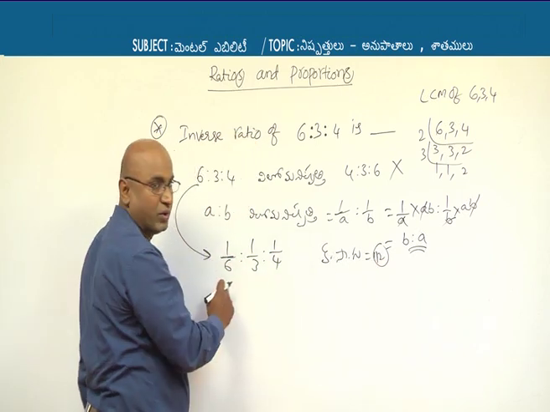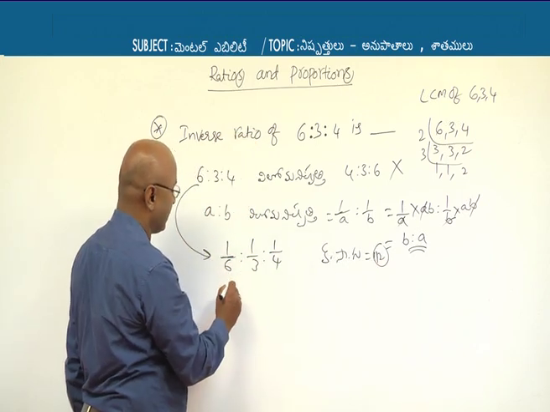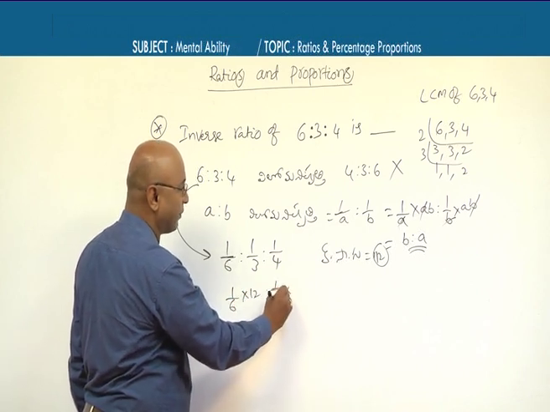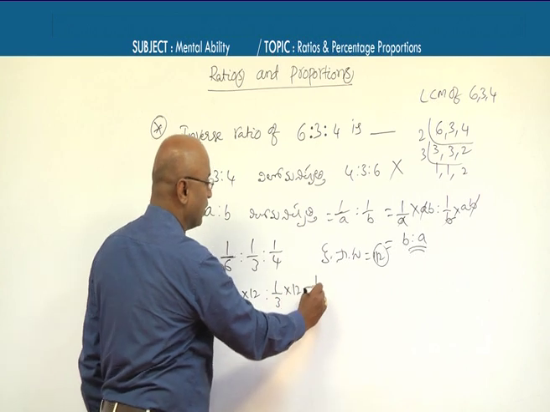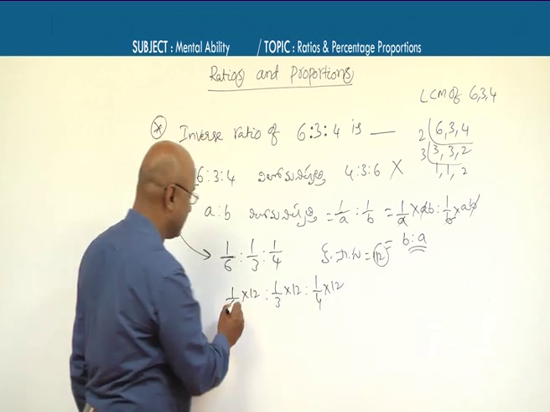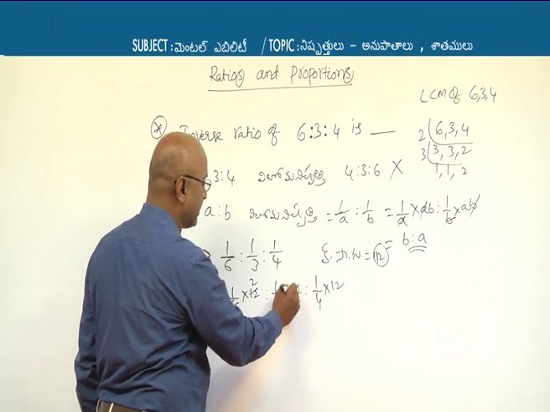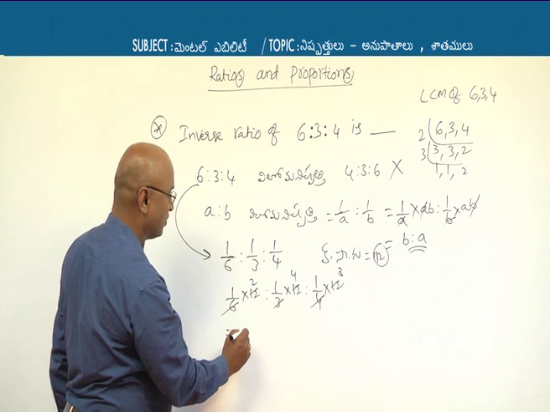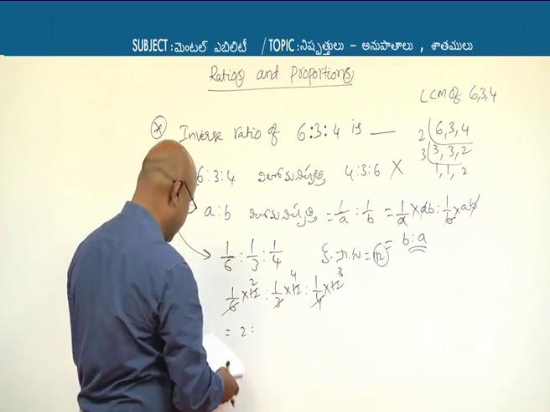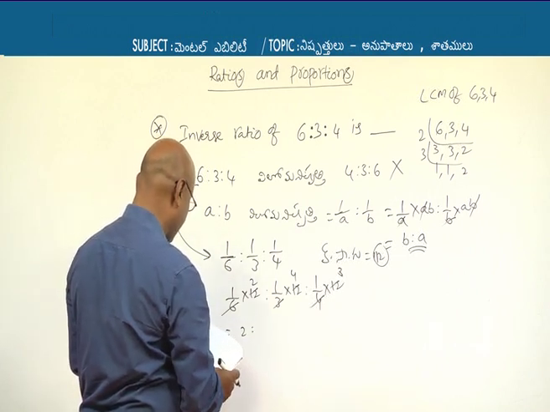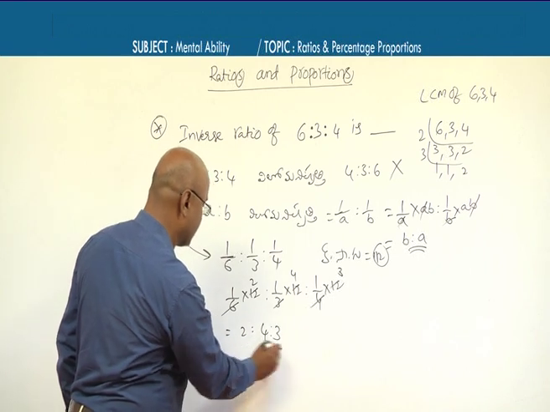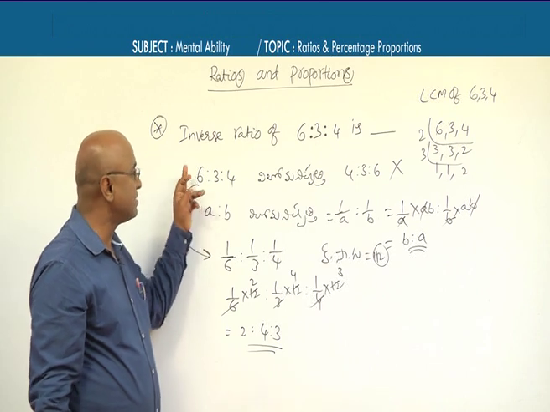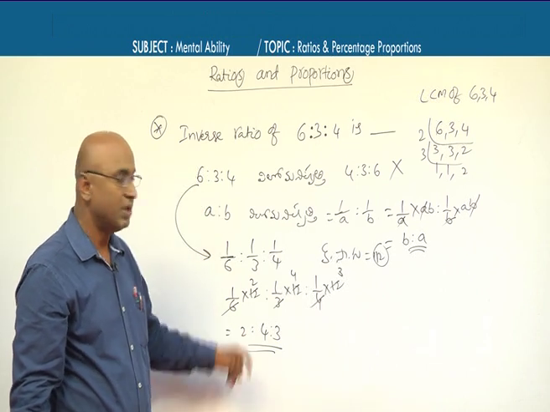ఈ 12 చేత ఈ మూడు ఫ్రాక్షన్స్ని మనం ఇప్పుడు హెచ్చించాలి. 1/6 into 12 is to 1/3 into 12 is to 1/4 into 12. 6 1s are 6, 6 2s are 12, 3 1s are 3, 3 4s are 12, 4 1s are 4, 4 3s are 12. That is equal to 2 is to 4 is to 3. So the inverse ratio of 6 is to 3 is to 4 is equal to 2 is to 4 is to 3.